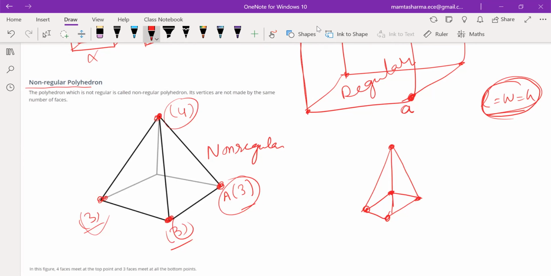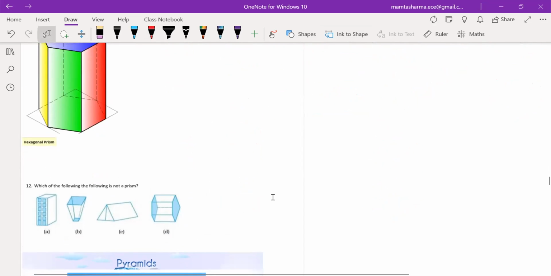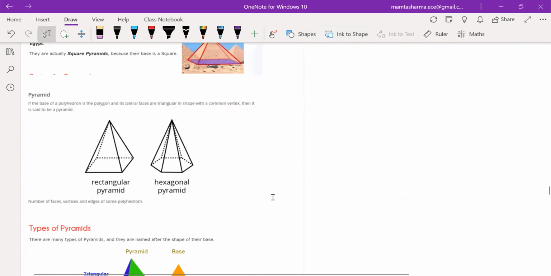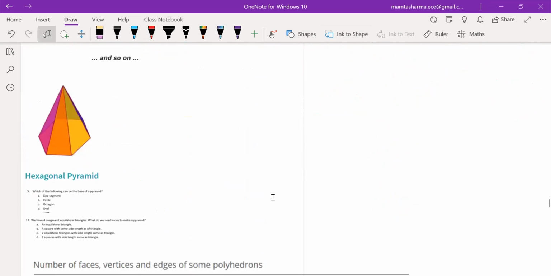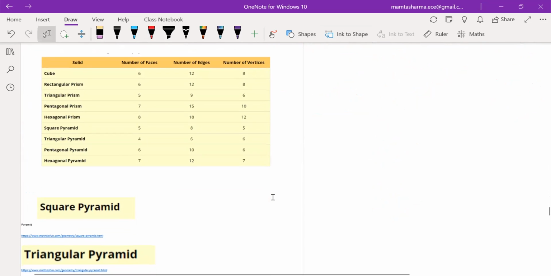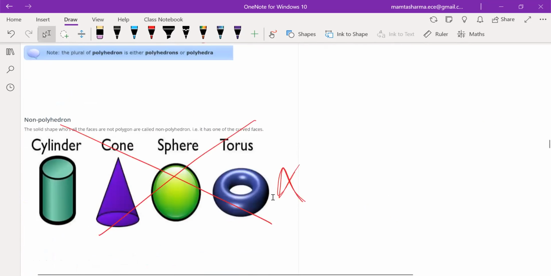Yes, ma'am, clear. Okay, so I think I should stop here. Tomorrow we will see the rest of this chapter: what is a pyramid, what is a prism, how to find the faces, edges, and vertices, and we will solve a few questions.